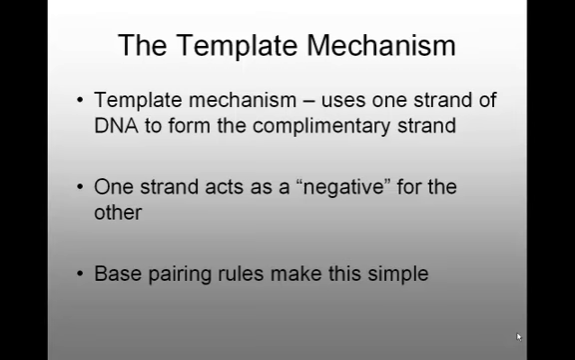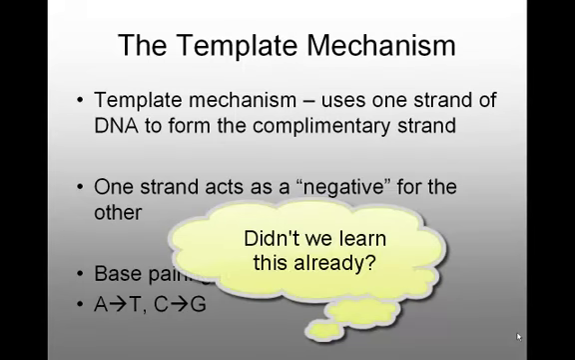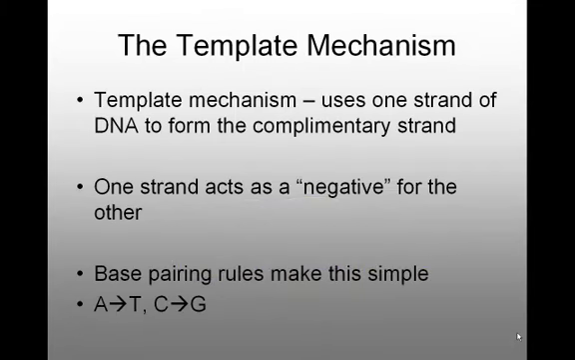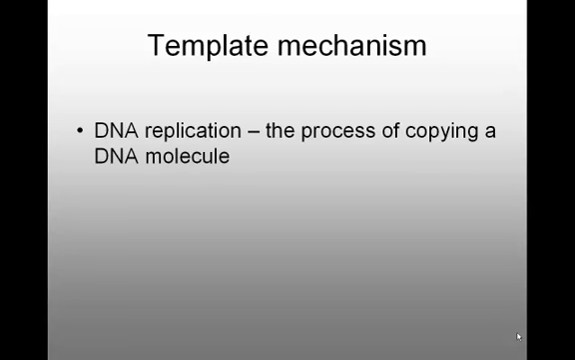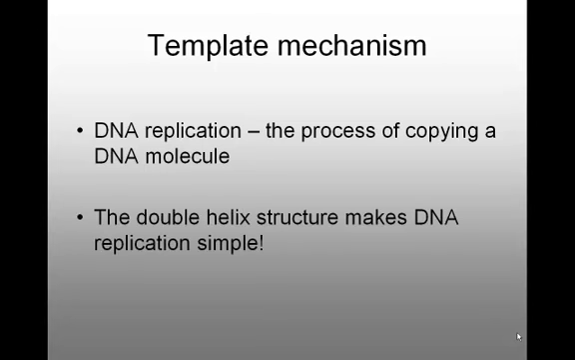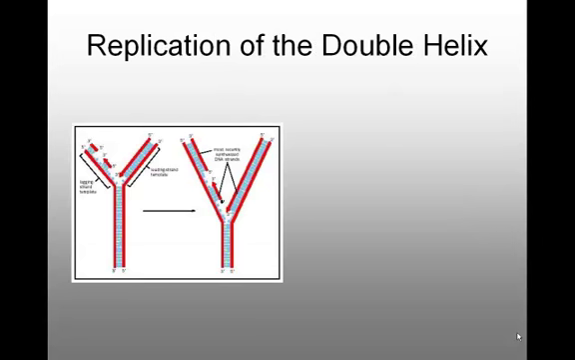And it's really simple, actually, because there's base pairing rules. Adenine's going to pair with thymine, and cytosine's going to pair with guanine. So whatever's on this old strand, it's going to pair the opposite thing on the new strand in order to make the new DNA molecule. So DNA replication is the process of copying a DNA molecule. And like I just said, it's really simple because of that double helix structure.